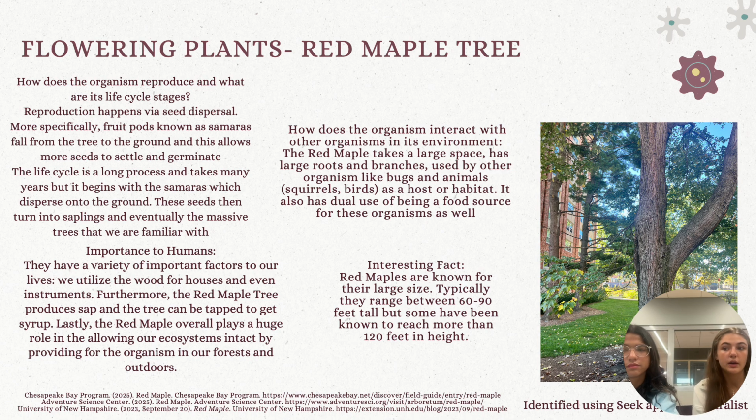How does an organism interact with other organisms in its environment? Just like I talked about before, the red maple tree takes up large space and it has large roots and branches, and this is used by organisms like bugs, and animals like squirrels and birds, as a host or habitat. It also has a dual use of being a food source for these organisms as well. And then an interesting fact, red maple trees are known for their large size. Typically they range between 60 to 90 feet tall, but some have been known to reach more than 120 feet in height.